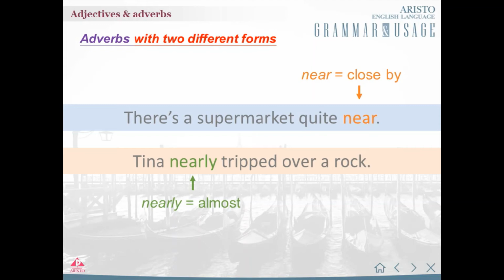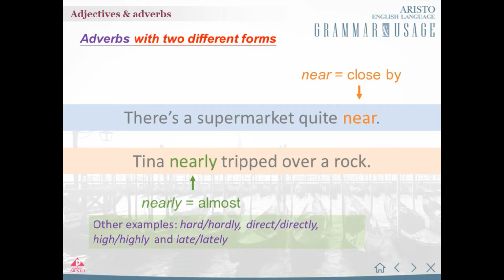For example, in the sentence, Tina nearly tripped over a rock. The meaning is that she almost tripped over a rock. Other examples of adverbs carrying a different meaning when the suffix ly is added are hard, direct, high, and late.